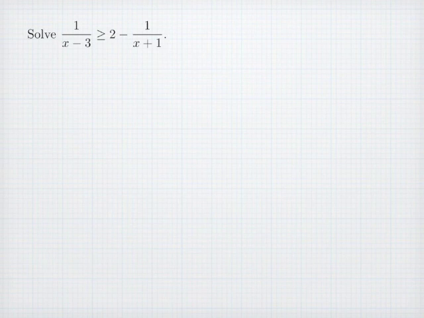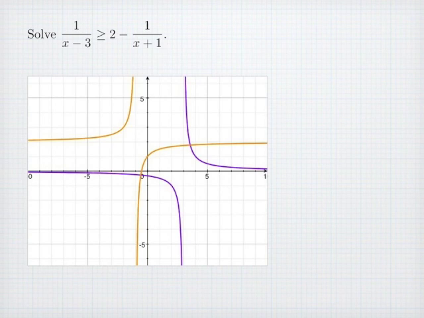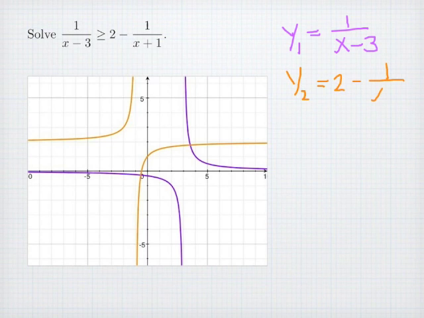However, first I want to make sure that we understand the basic principles of what it means to solve an inequality. The easiest way to illustrate that is with a graph. Here's a graph of our two expressions. In purple, we have expression 1, which I'll call y1, which is 1 over x minus 3. Our second expression, which is shown in orange, and I'll call it y2, is the expression 2 minus 1 divided by x plus 1.